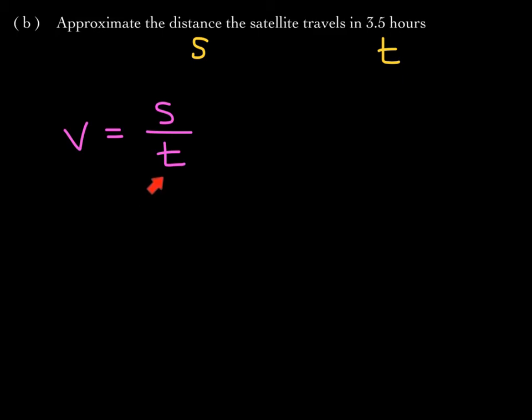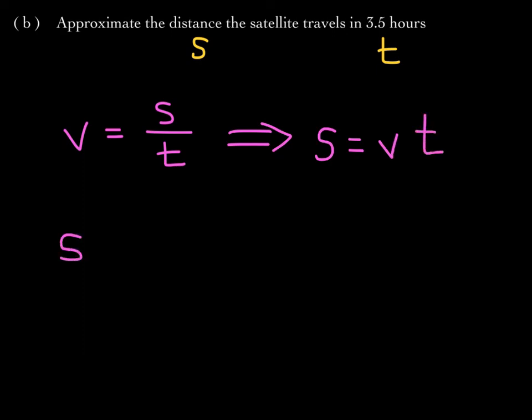I know time. We just figured out V, so we can plug in these two pieces of information and solve for S. First of all, though, let us rewrite this. Multiplying both sides by T, you would find that S, the distance, is equal to the product of the linear speed and time T. All right, cool.